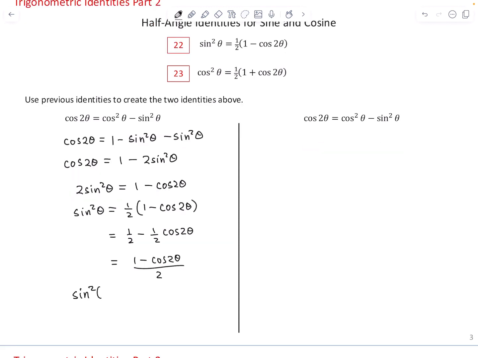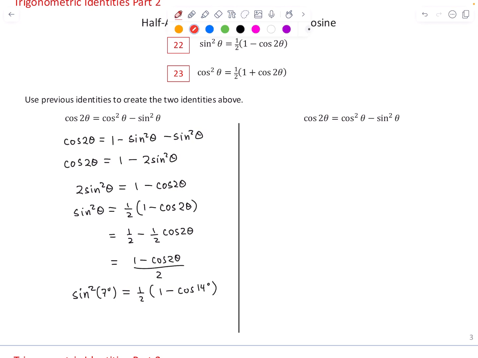So sine squared of 7 degrees would be equal to 1/2 times, and then to go from this argument theta, and to use this identity, we would need to double that angle as the argument for the cosine. So we have 1/2 times 1 minus cosine of 14 degrees.